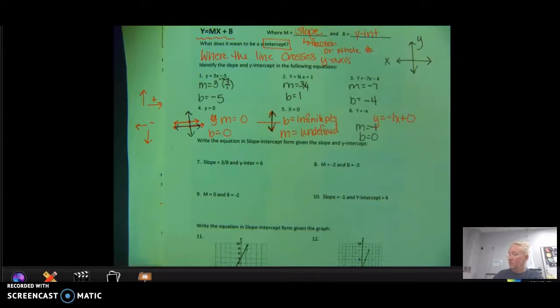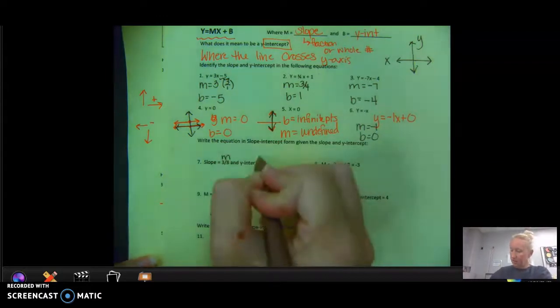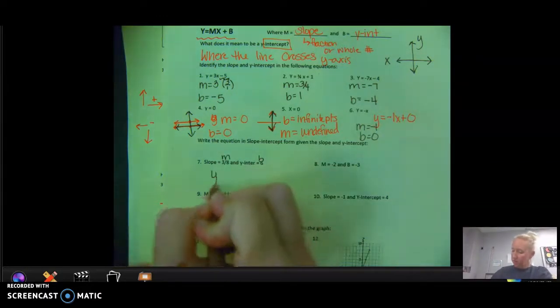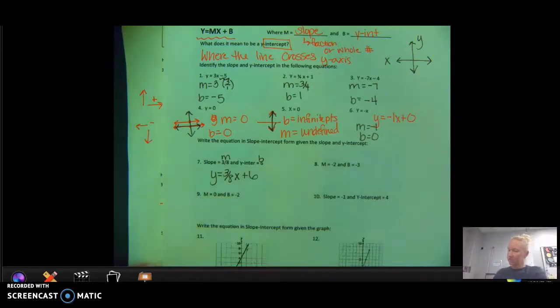Write the equation in slope-intercept form given the slope and y-intercept. So this is my slope, or my m. This is my y-intercept, or my b. So this is just y equals 3/8x plus 6. Go ahead and do 8, 9, and 10 on your own.